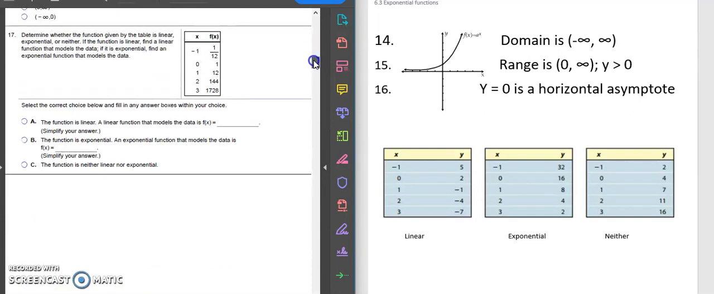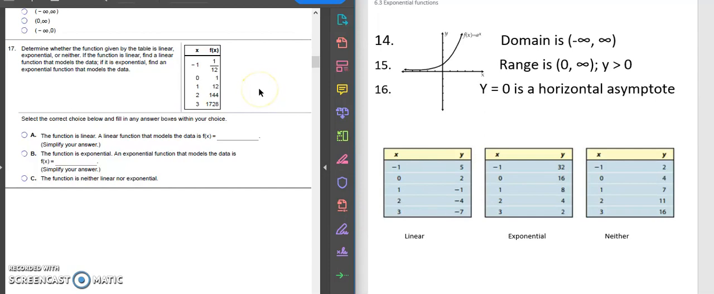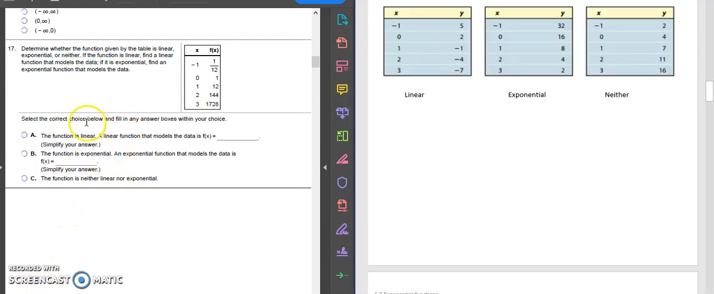Now, number 17, and I think a couple of the questions after it. They present you with a table of information, and you need to determine whether or not the function is going to be linear, exponential, or neither. If the function is linear, you need to find a linear function that models the data. If it's exponential, it says find an exponential function that models the data. So now, when you're looking at the information and it's given to you in the table, let's look at some examples that we have over here.